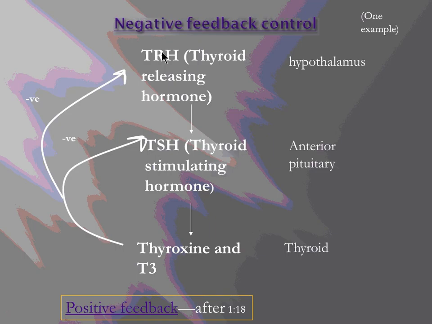This was an example; you could substitute this for CRH, corticotropin-releasing hormone, and ACTH, adrenocorticotropic hormone. It goes to the adrenal cortex and secretes what are called glucocorticoids, cortisol and so on, and they have a negative feedback. And let's look at an example of positive feedback.